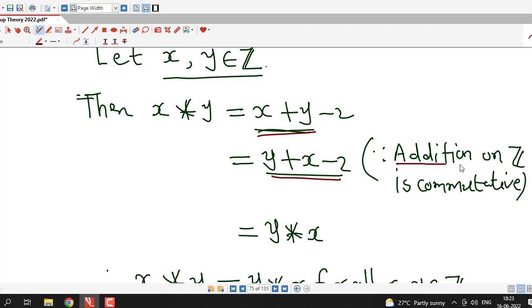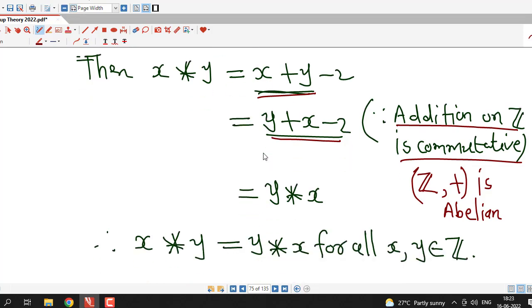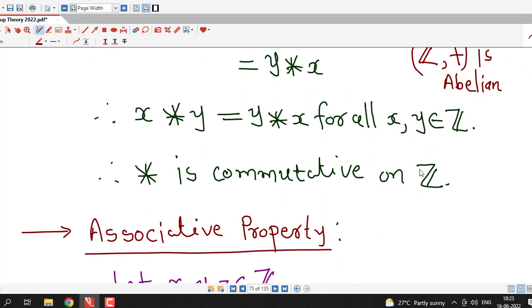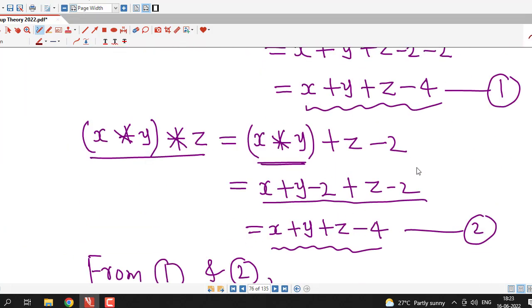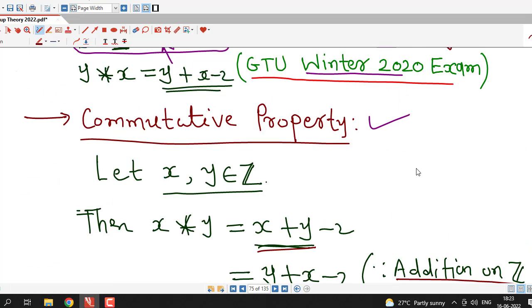We know that addition on the set of integers is commutative, and if you recall, we have shown that Z with addition is an abelian group. Therefore we can write x plus y equal to y plus x, because addition is binary operation on the set of integers and it is commutative. So in this way I have proved these two properties on the set of integers.